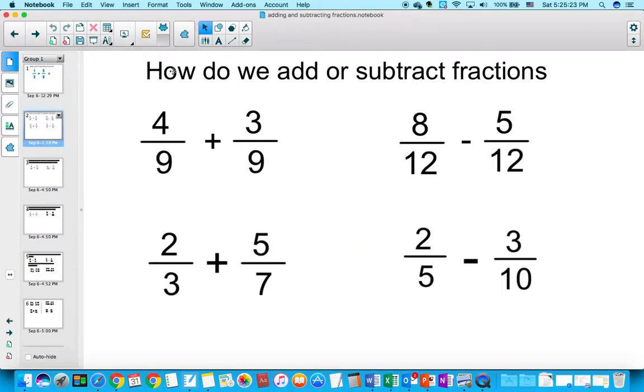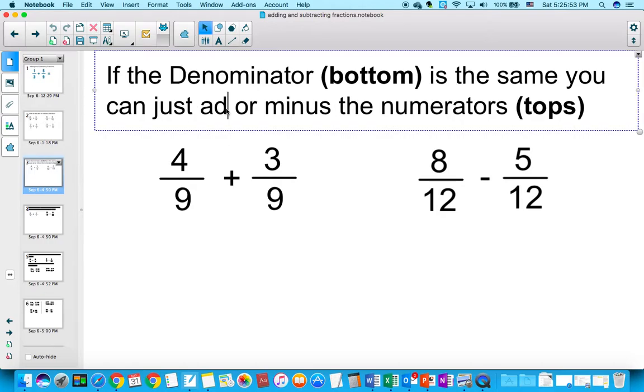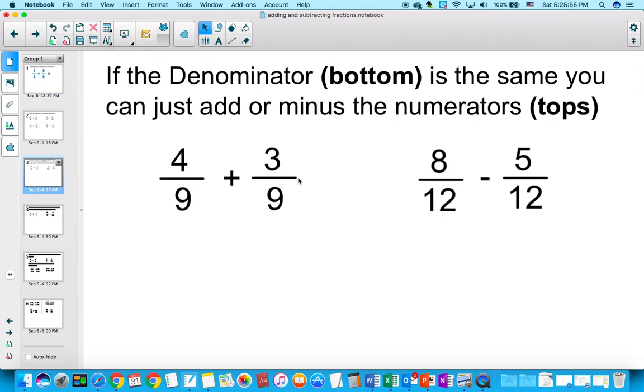So how do we add or subtract fractions? How do we add 5 over 9 plus 3 over 9, or 8 over 12 minus 5 over 12, or 2 over 3 and 5 over 7? What do we do? Well, first you have to check the denominators. That's step number uno. Please check the denominators. Are they the same? Well, if they're the same, then your life is easy, because you can just add or subtract the numerators.